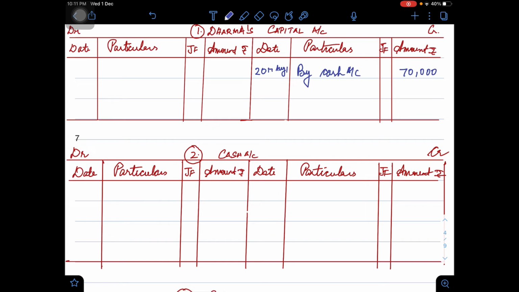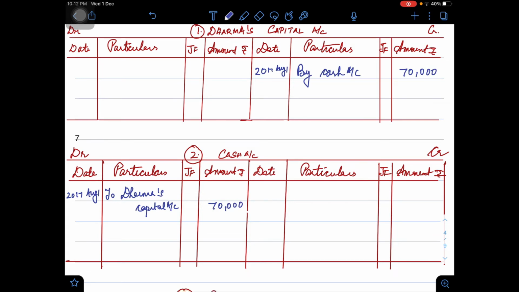In cash it will come where? On the opposite side. In Dharma's capital it is the credit side, so in cash it will be in the debit. We will see what we are going to write. Again 2017 August 1. Here what I write is to Dharma's capital account. The amount 70,000 I enter here. Able to follow? So with this the first entry is over.